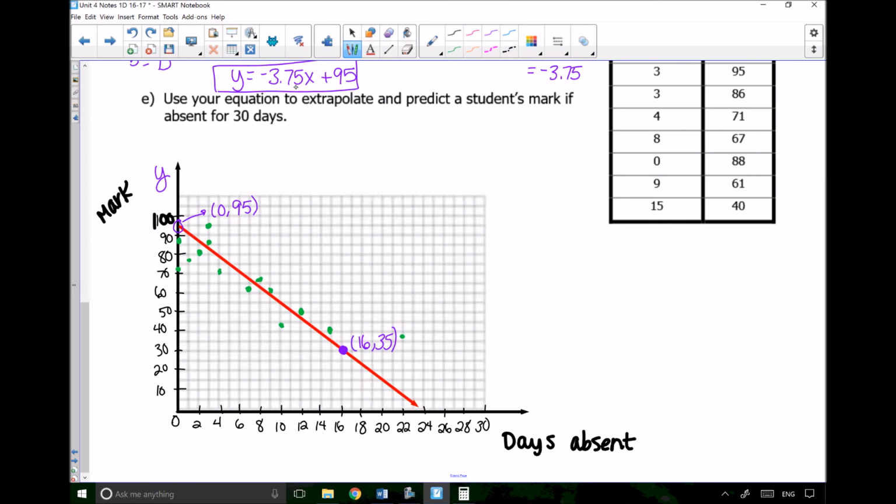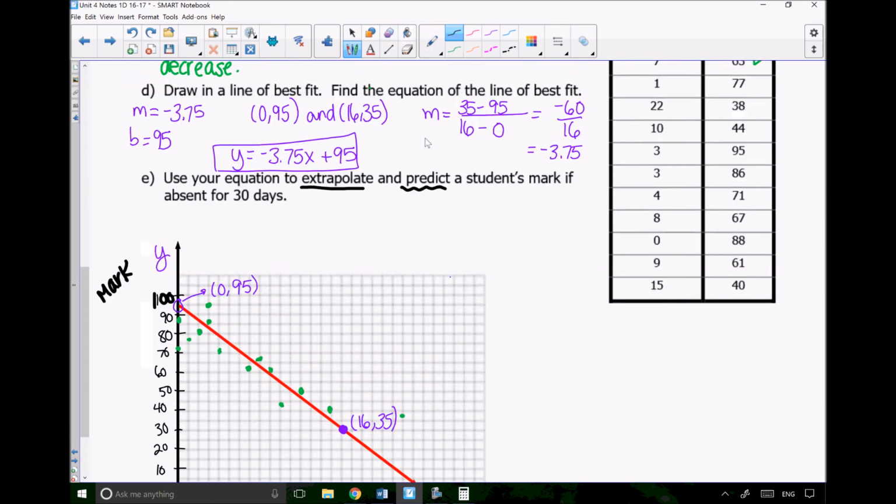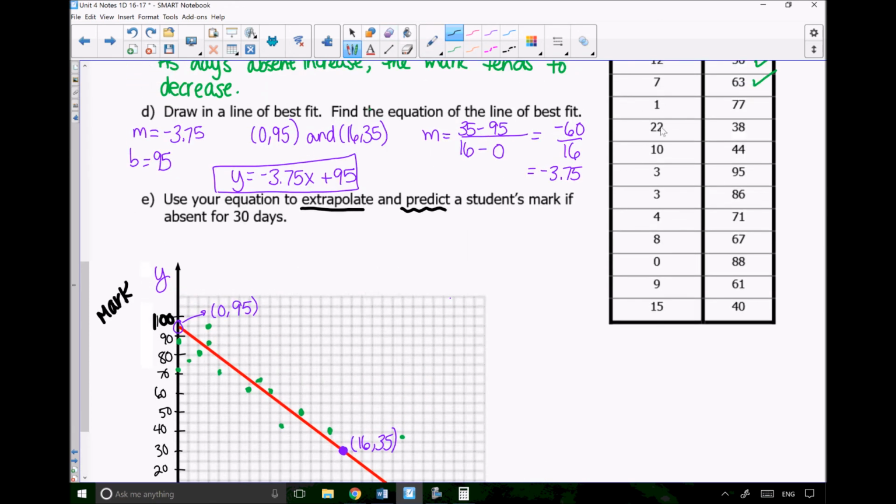And then this right here is saying that every day that a student is absent, the mark is going to decrease by 3.75 marks, okay? So that's really important to understand what that's saying right here. So then it says use your equation to extrapolate. Extrapolate means to predict somewhere outside of the data. So right here, our data went up to 22, so anything outside of 22 we can use our equation to predict what a student's mark would be if they are absent for 30 days.